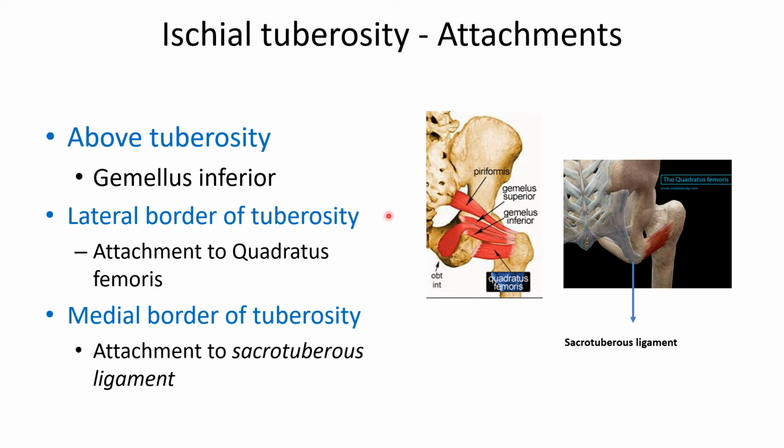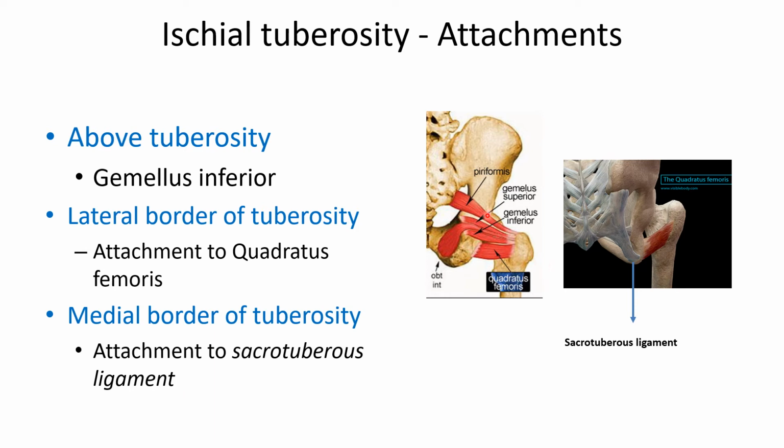And above the tuberosity will be the origin of the gemellus inferior muscle. You can see the gemellus inferior muscle. And then the lateral border of the ischial tuberosity gives attachment to the quadratus femoris muscle. This is the quadratus femoris muscle. Then the medial border of the tuberosity gives attachment to the sacrotuberous ligament.